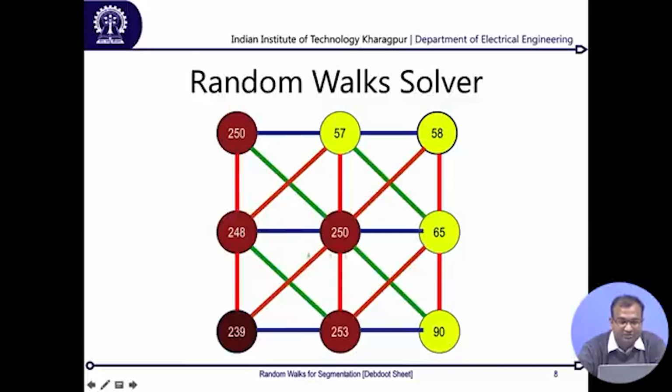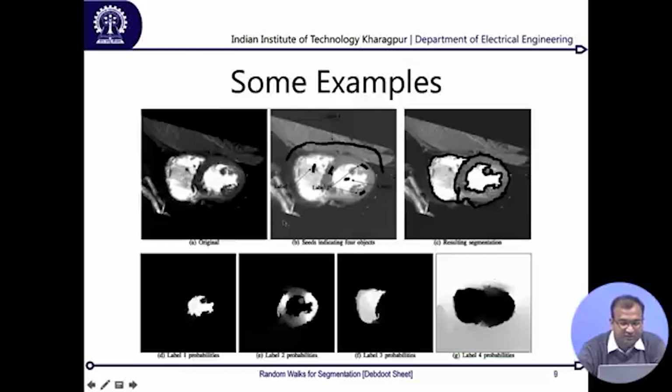Now on the image space, what you will have to do is basically transpose it back, because each edge or vertex of the graph is related back to one of the pixels over there. So if you can transpose it back to the pixels, you get the segmentation result for that particular pixel, and this is how a random walk solver basically works. So now let's look into some examples.